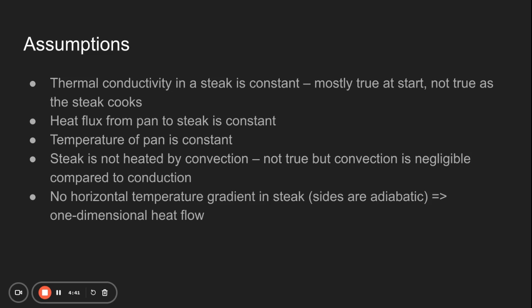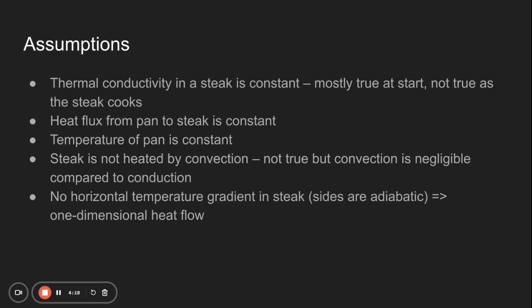And the next assumption is that heat flux from the pan to the steak is constant, and the temperature of the pan is constant. These are both somewhat reasonable for the sake of the calculations, but this, particularly the heat flux being constant, is not true because as the thermal conductivity of the steak decreases as it cooks, the heat flux is going to decrease in a commensurate manner.